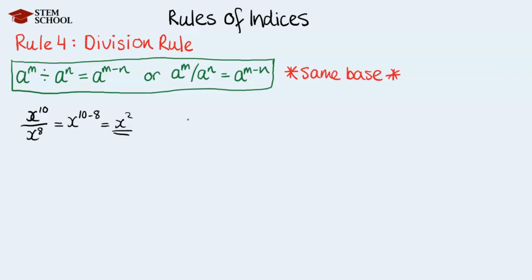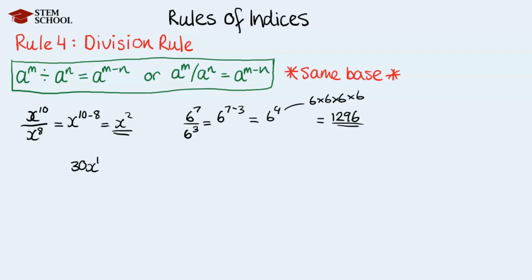Alright, let's do a number base this time. We'll do 6 to the power of 7 divided by 6 to the power of 3. Okay, same base, so it will be 6 to the power of 7 take away 3. We're just subtracting them. So this will be 6 to the power of 4. So this will be 6 times 6 times 6 times 6. So 4 times you're doing it. That's what the power tells us. So the final answer will be 1296. There we go.